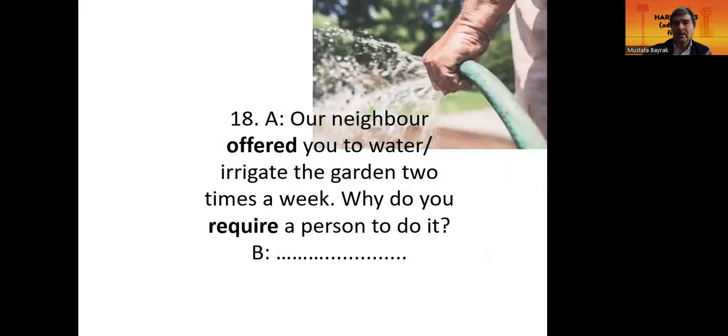Dialogue 18, our neighbor offered you to water or to irrigate, same meaning, the garden 2 times a week. Why do you require a person to do it? I require a person to water that garden because I am very busy. So I need a person to water my neighbor's garden.